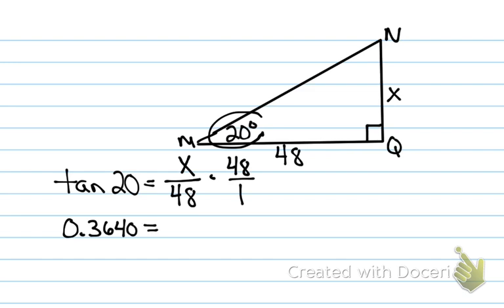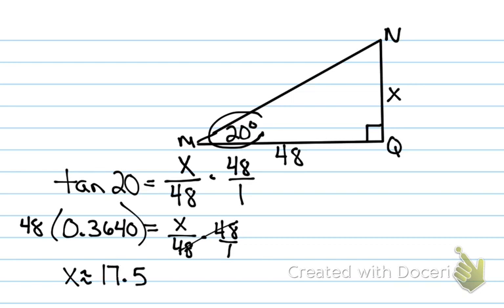0.3640 equals X over 48. Now I multiply both sides by 48. All right, don't forget to evaluate that tangent. Multiply the other side by 48 and times 48. 17.47. So that rounds to 17.5. All right, did anybody get 17.5? All right, that's really good. Okay, so it's going to be a step-by-step process. This is brand new, okay?